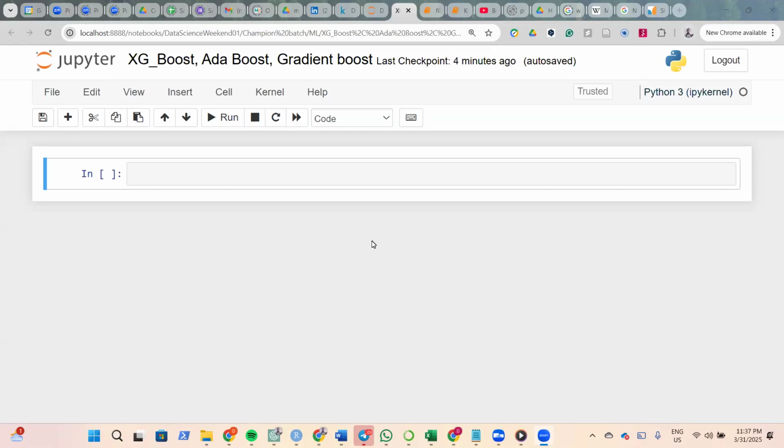In our last class we talked about the gradient boost algorithm, and just a recap of how this algorithm works: when you give it your data set, for example, let's say your feature is age, and your target is salary.